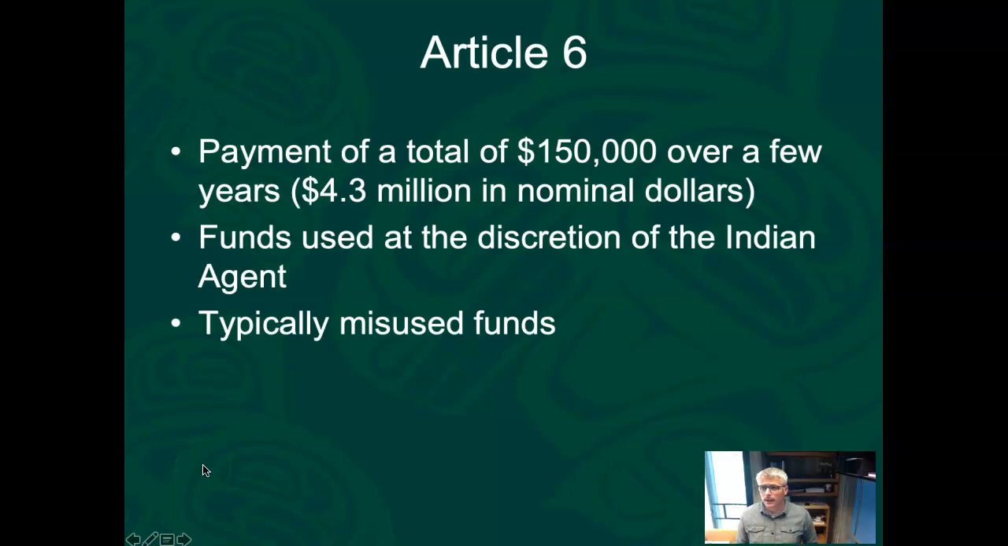Article 6 talks about payment of $150,000 over a few years, and that's about $4.3 million in today's dollars, or nominal dollars, so not a whole lot. And the funds are to be used at the discretion of the Indian agent. And so there's a designated person to be in charge of the reservation. And we're supposed to use these funds to help develop the land, to provide infrastructure and housing and things like this. They were typically widely misused, and almost none of those funds actually made it into the community or were used for anything resembling what they were supposed to be meant for.